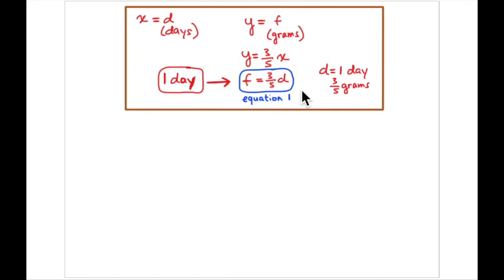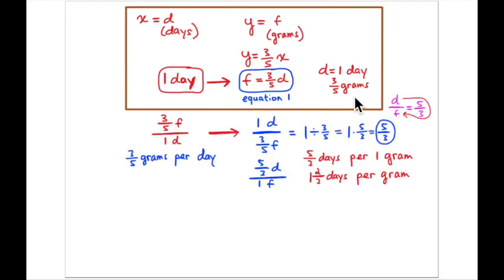So it's a fraction. You use a fraction of a gram in 1 day. So the amount of food is a fraction of the number of days. So this is equation number 1. So days equals 1 day. Use 3/5 of a gram of food.